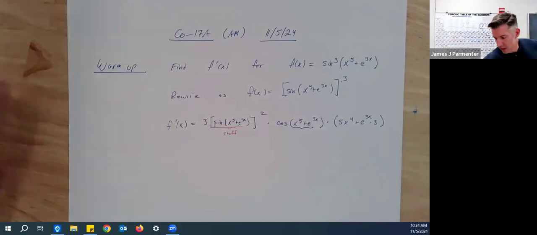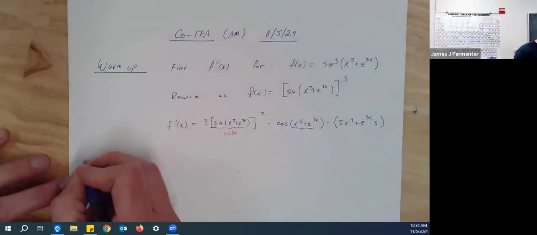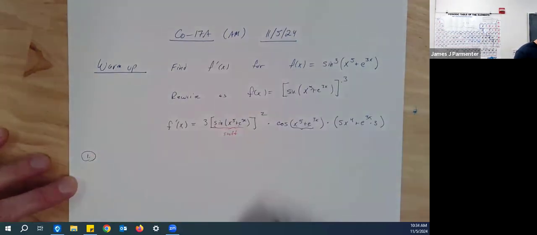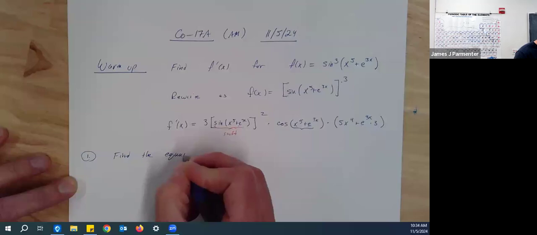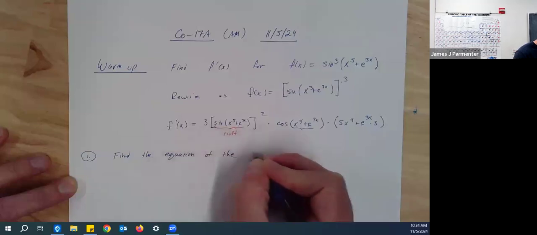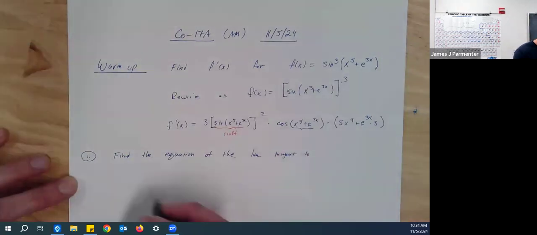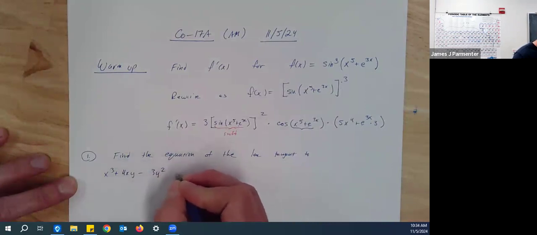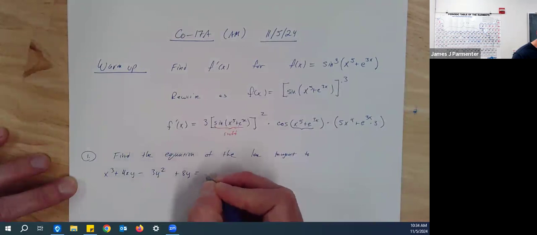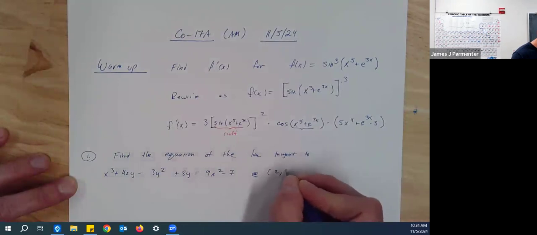So let's do a few examples of implicit differentiation. Let's say for the following, let's find the equation of the line tangent to, what have I got here? Something kind of funky here. x cubed plus 4xy minus 3y squared plus 8y equal to 9x squared minus 7 at the point (2, 3).